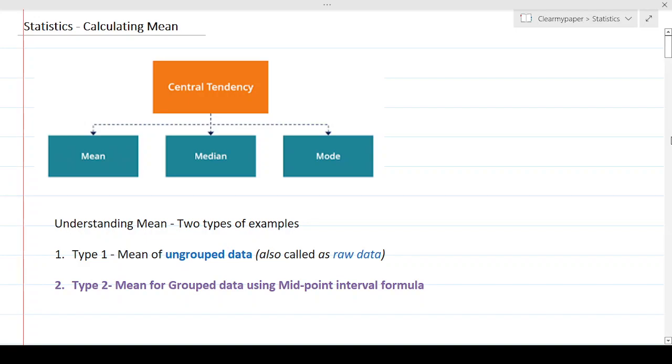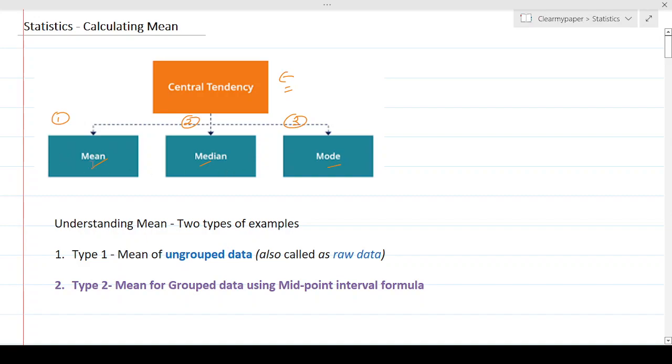All right, let's continue on the topic of statistics. Moving on, in the last episode, we were talking about central tendency and what it means. And then we discussed that out of the many ways, there are three most popular ways to measure central tendency, which is mean, median, and mode. And in this episode, we'll talk at length about mean.